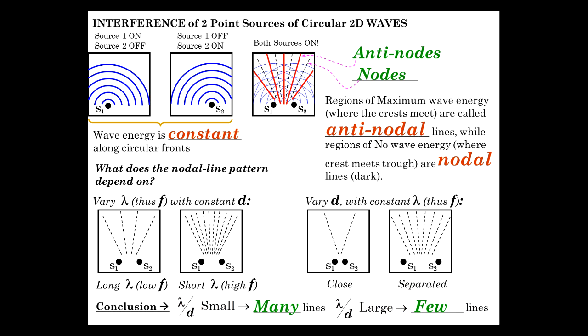Okay, so lambda over d small means small wavelength, large distance. Small distance here with wavelength large is going to result in just a few lines. All right, well, that'll wrap up our basic intro to the parameters of these wavefronts, and we will enter into a study of sound going forward.